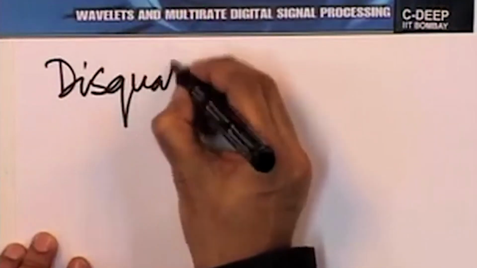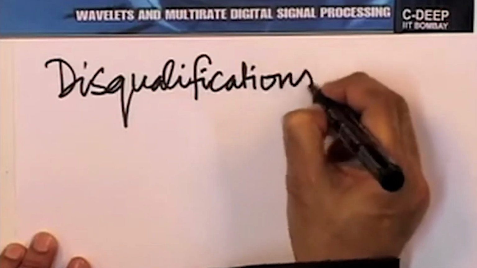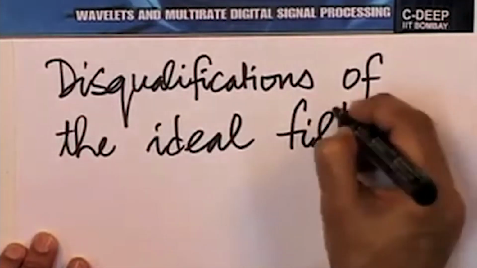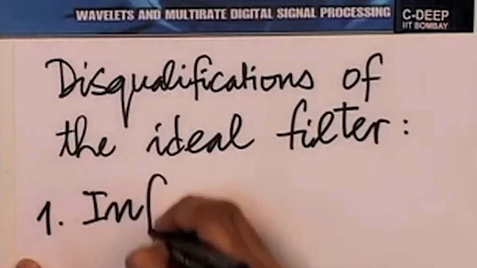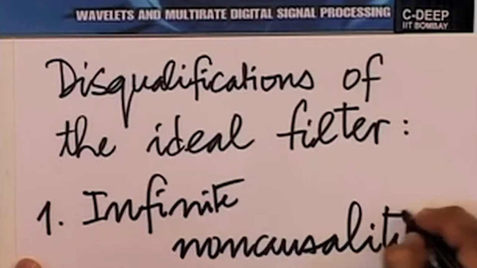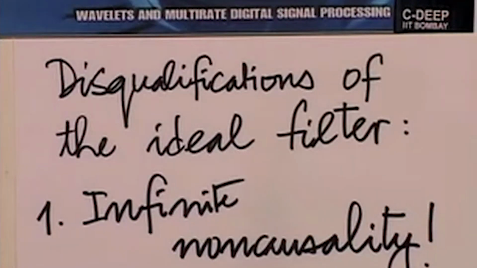Coming back, the first thing was infinite non-causality. The disqualifications of the ideal filter. Point number 1, infinite non-causality. Now, when is a discrete linear shift invariant system causal? It is causal if the impulse response is 0 for all negative values of the integer index. So, h n is equal to 0 for all negative n is the requirement necessary and sufficient for causality.